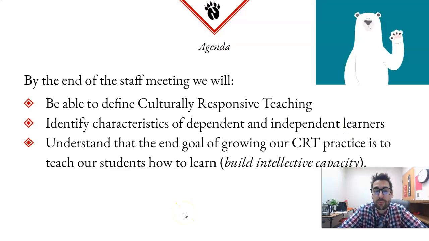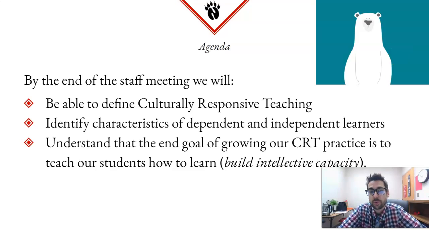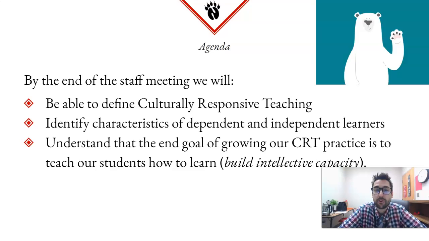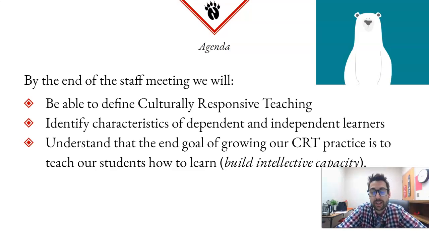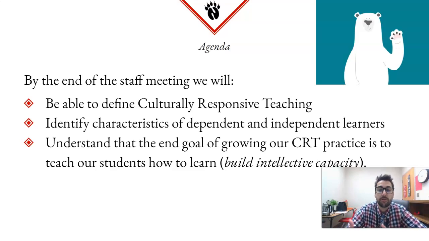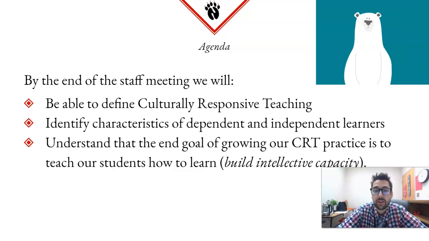The agenda. By the end of the staff meeting, our big goals were being able to define culturally responsive teaching, identify characteristics of dependent and independent learners, and understand that the end goal of growing our CRT practice is to teach our students how to learn, or what the book calls building intellective capacity. That's the big one, the overarching, our why. As we continue through the book and throughout the year, we're going to learn some skills and strategies to further strengthen our students' intellective capacity.